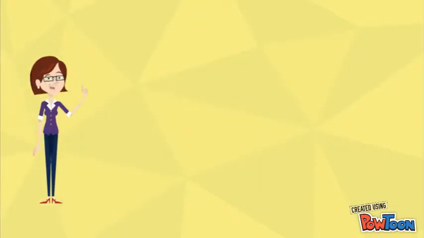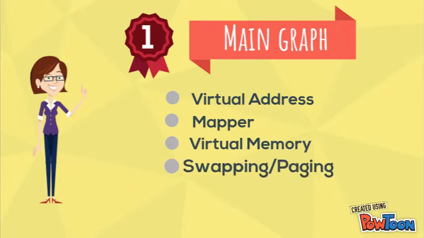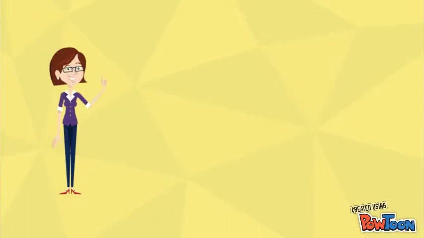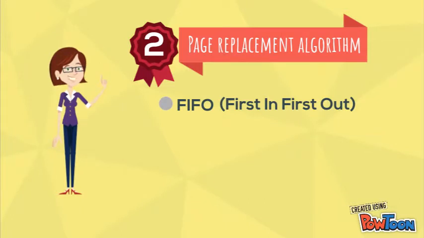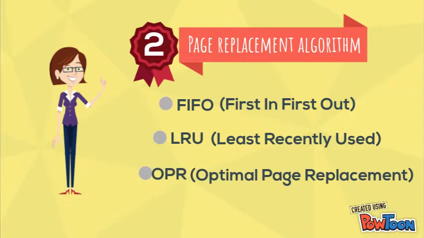Let me show you first our lesson plan. Our lesson plan is composed of 2 chapters. The first chapter is about the main graph. The main graph contains the virtual address, mapper, virtual memory, swapping, paging, and lastly page faults. After that we will continue to the second part. The second part will be about page replacement algorithms. There are just 3, so don't be stressed. Initially is FIFO, or first in first out, the second is LRU, or least recently used, and ultimately the OPR, or optimal page replacement.